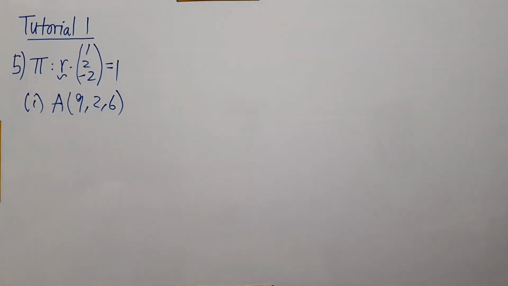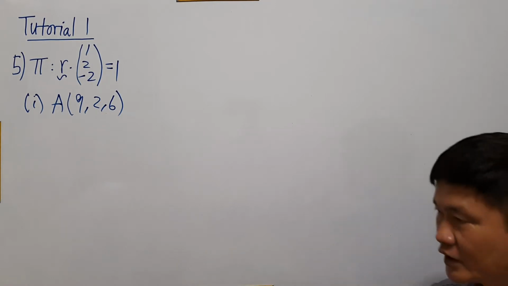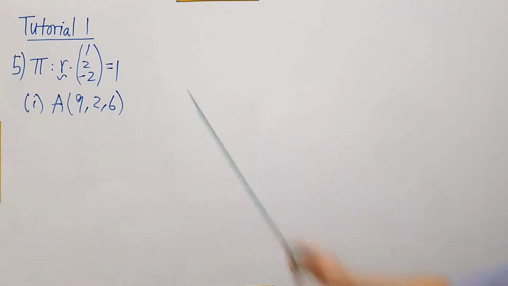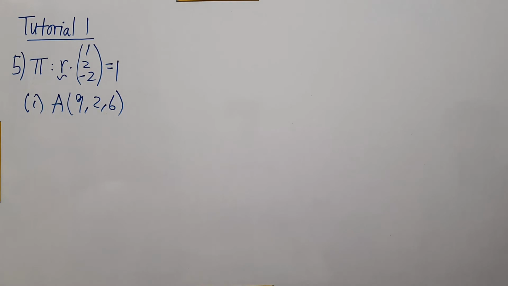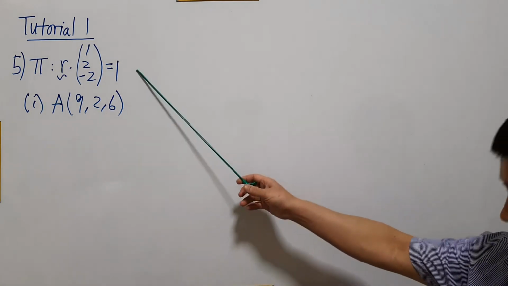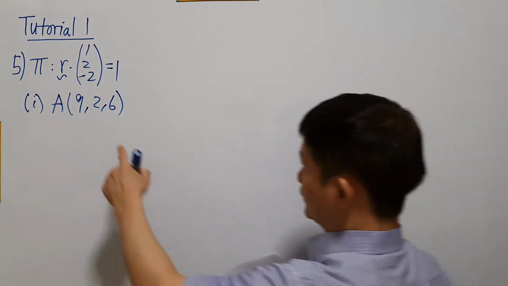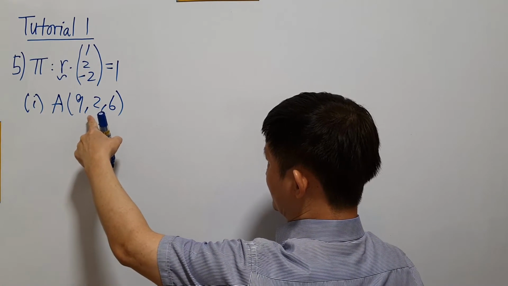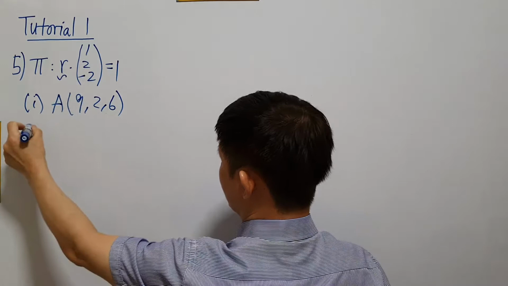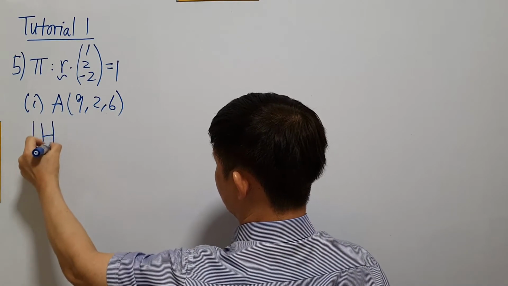Alright, we are going to start off with tutorial 1 and question 5. In tutorial question 5, you are given the equation of a plane, and then you want to check whether or not this point A is on this plane. And how do you go about it? What you're going to do is you are going to put this point into the R here. So this is the left hand side.